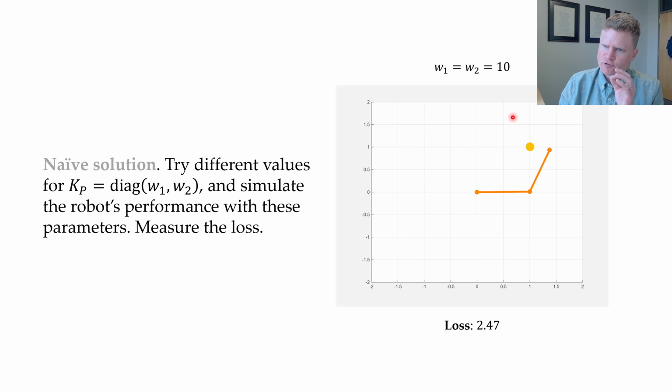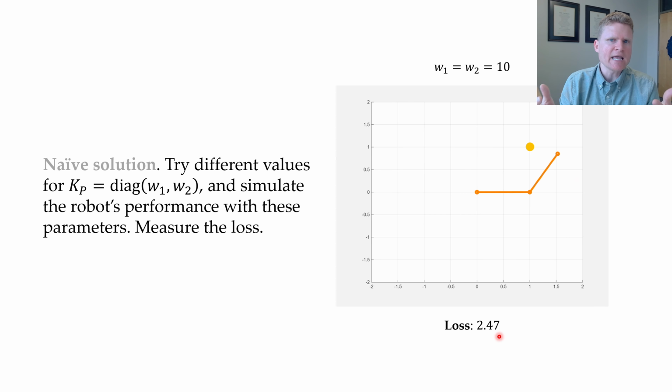Now, I've chosen some initial control gains, and these are making the robot move towards its desired position. So I've started off with, okay, I think these gains could be reasonable, and now I'm simulating the robot. I'm seeing that they're okay, but not great. I've measured my loss. Again, this is the cumulative error between my desired position and my actual position.